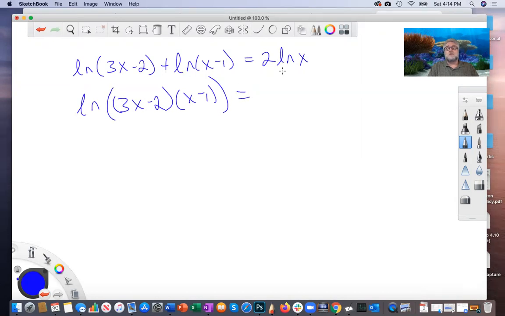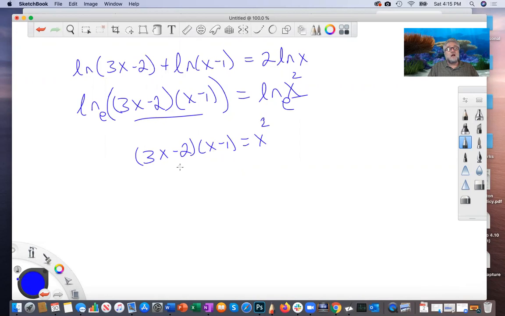Equals, and what do I do over here? I'll write this as ln of x squared. Oh, look, the bases are the same. If the bases are the same, then the stuff inside the logarithms have to be the same. 3x minus 2 times x minus 1 has to be equal to x squared.